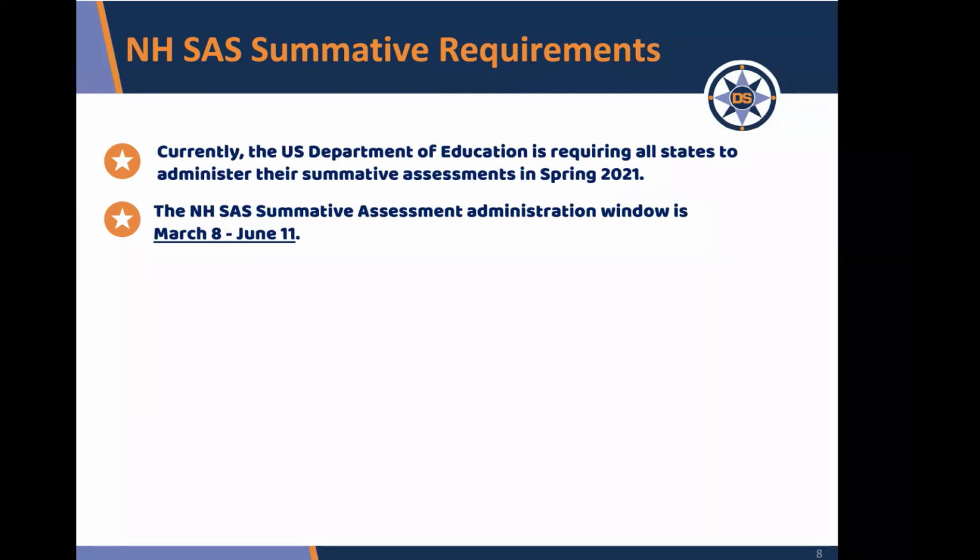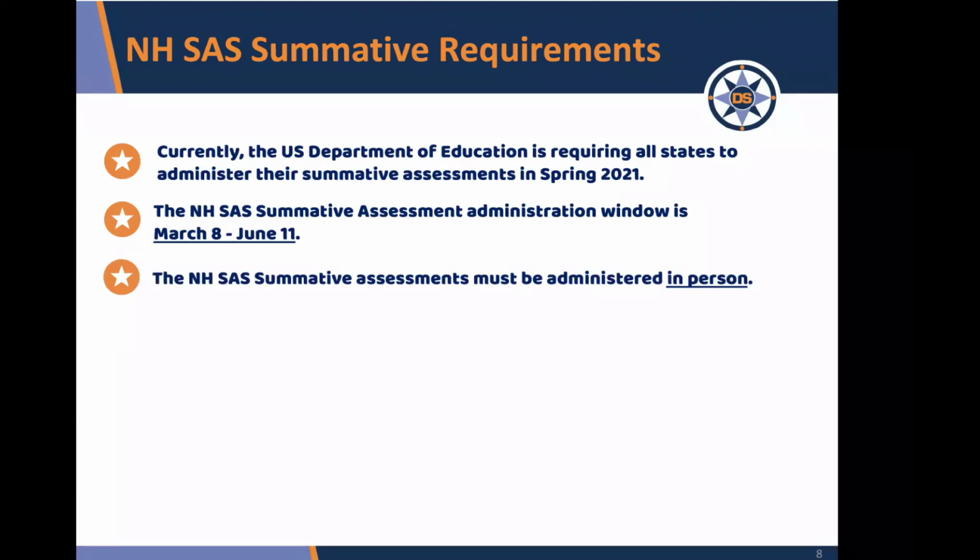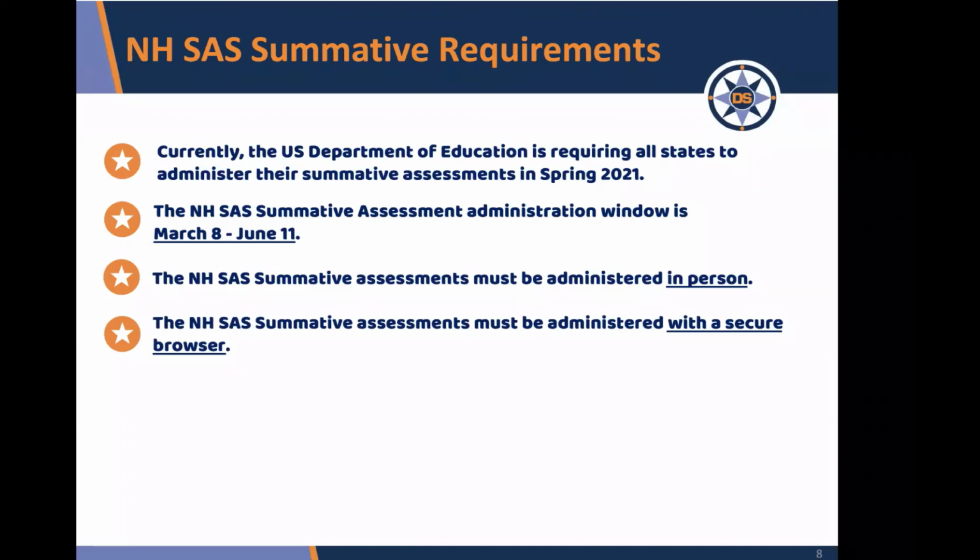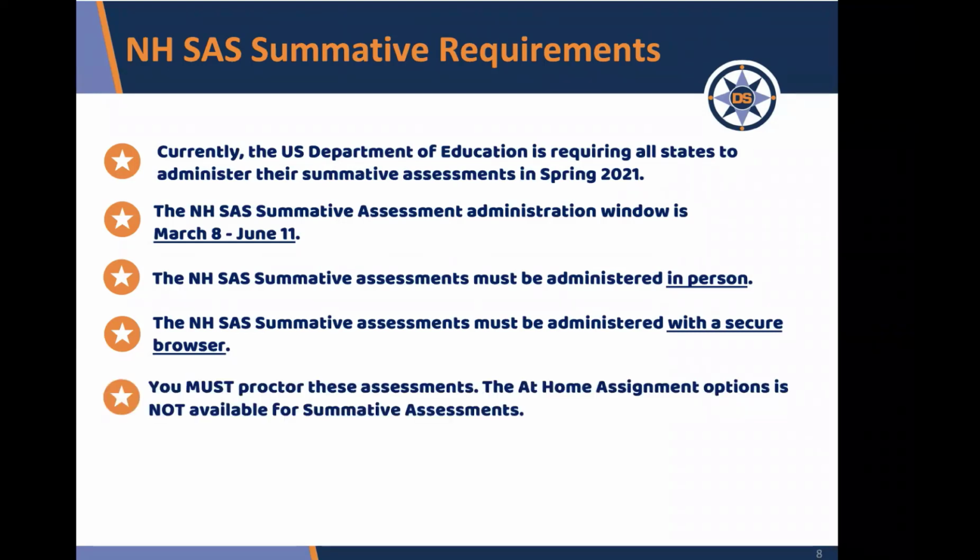The other thing is that the summative assessment administration window has been open since March 8th and goes through June 11th. They are required to be administered in person. So we are trying to get as many students in the building as possible to administer the assessment, and it also needs to be administered with a secure browser. That is one of the reasons why it's really important to get the students in person as well. You have to proctor these assessments. So the at-home assignment or non-proctoring portions of the New Hampshire SAS portal are not available for the summative assessments.